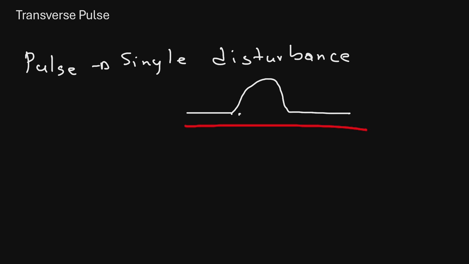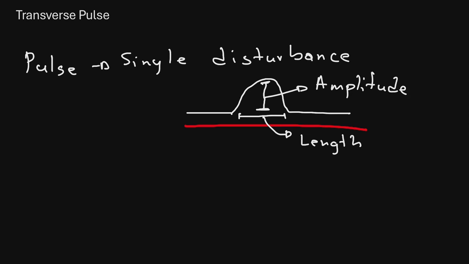The distance from the starting of the pulse to the finishing of the pulse is called the length of the pulse. And the distance from the original position of the pulse to the maximum point is called the amplitude of the pulse. So that is what we call a pulse.